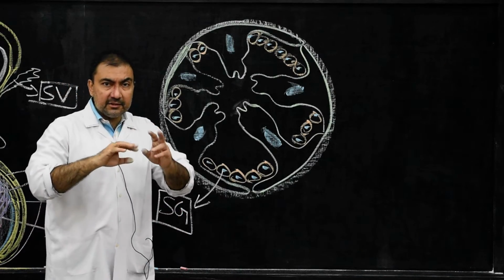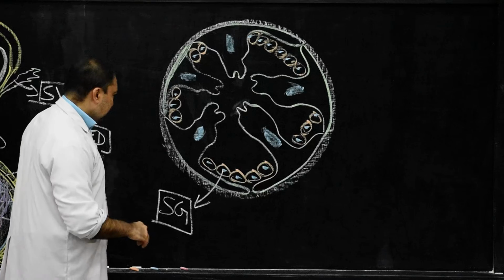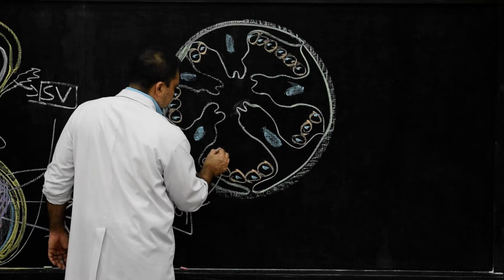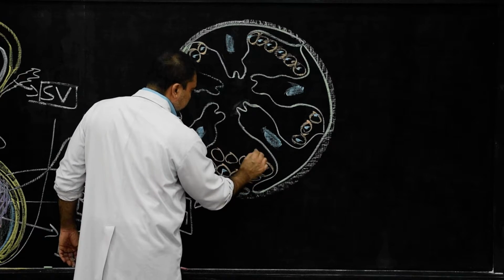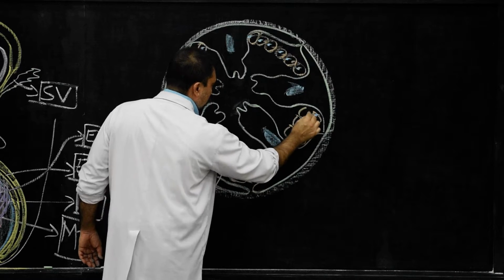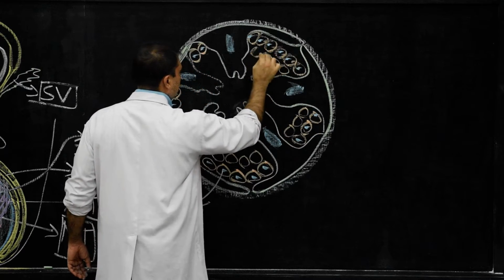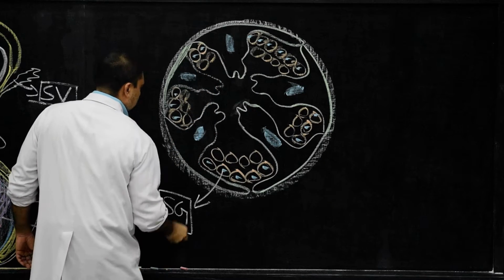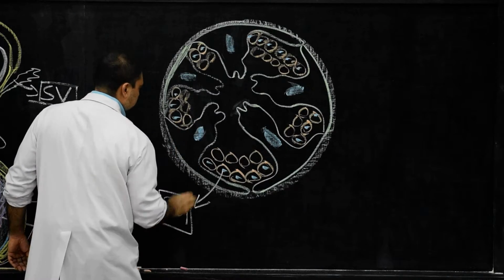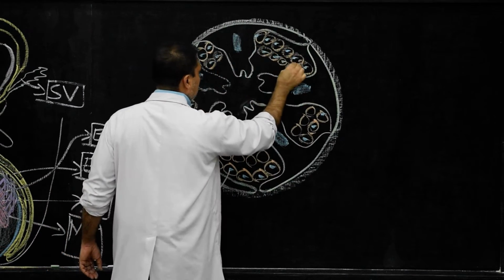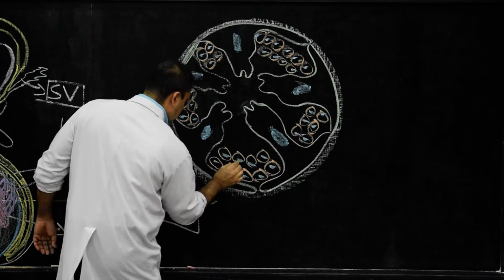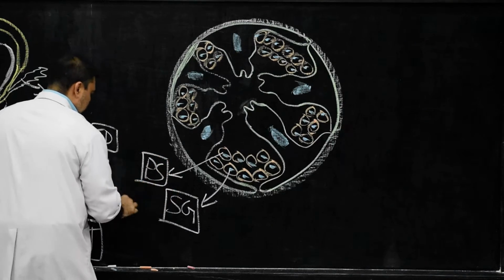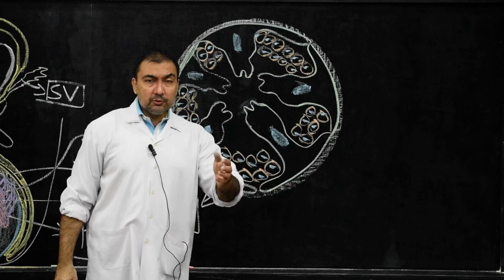The intermediate layer is divided again into two parts: outer and inner. The outer cells are known as primary spermatocytes. So these are the primary spermatocytes. Here we put the nuclei inside, and therefore we name them as primary spermatocytes. They will occupy the outer part of the intermediate layer.